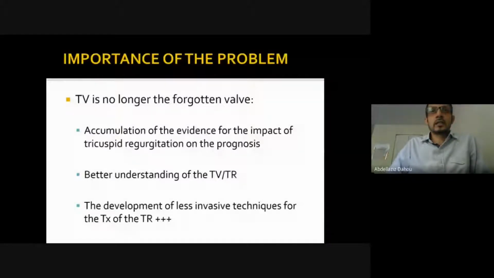So this is going to be changing over time. We need to do more for the tricuspid if we want to make from it an interesting valve. And I think we'll go there in 5-10 years. The tricuspid valve will be like the TAVR now, because we have more outcome data about tricuspid regurgitation. We have a better understanding of the anatomy of the tricuspid valve and tricuspid regurgitation, and we have new strategies to treat the tricuspid valve.